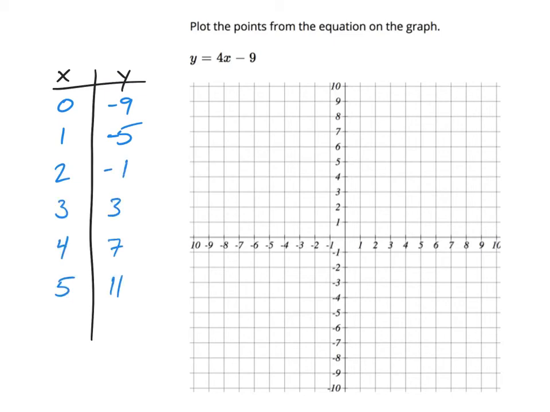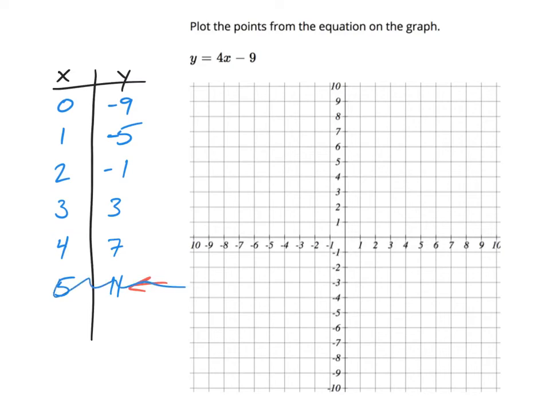But you'll notice that as I continue making my table, eventually I end up with something like this, where my y value is 11 here. That's beyond 10. Notice my graphing grid only goes up to 10. It doesn't go out to 11. And so once I hit a point like that that I'm not going to be able to plot because it's too big, then I know that I'm not going to actually have to worry about plotting that point. So I can go ahead and just ignore that for the time being.